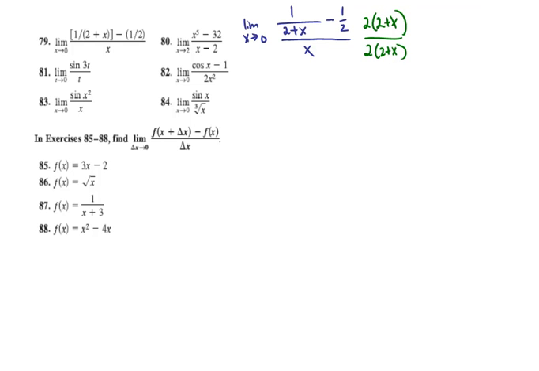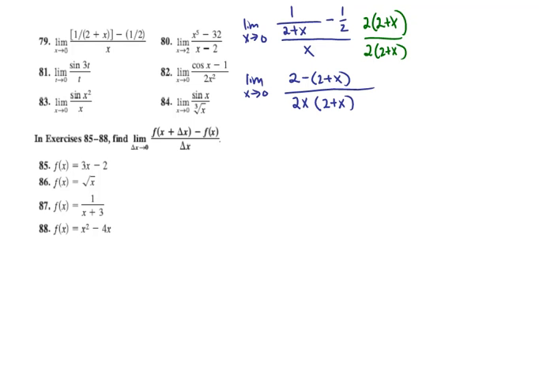And we multiply top and bottom by that. So when we multiply the numerator by 2 times 2 plus x, in the first term 2 plus x will cancel, we'll be left with 2. So the limit as x approaches 0 of 2. When we multiply negative 1/2 times 2 plus x, we're going to get minus quantity 2 plus x. And that's all over 2x times 2 plus x.